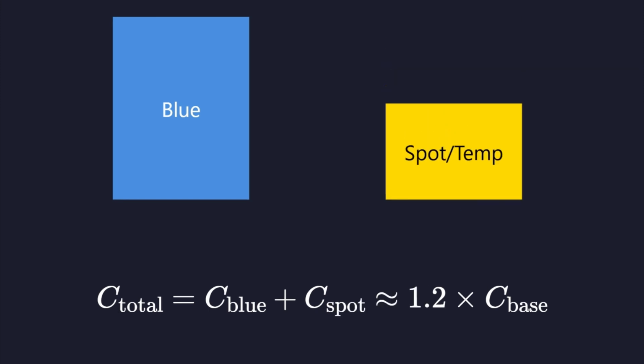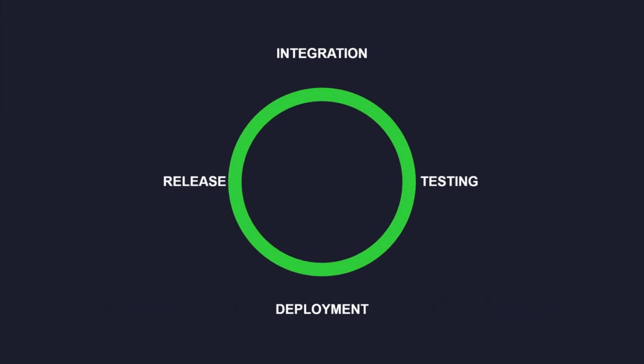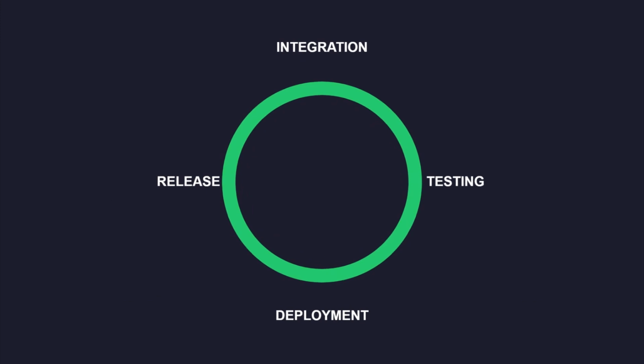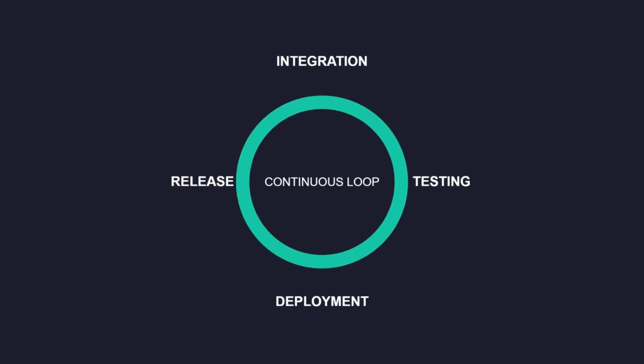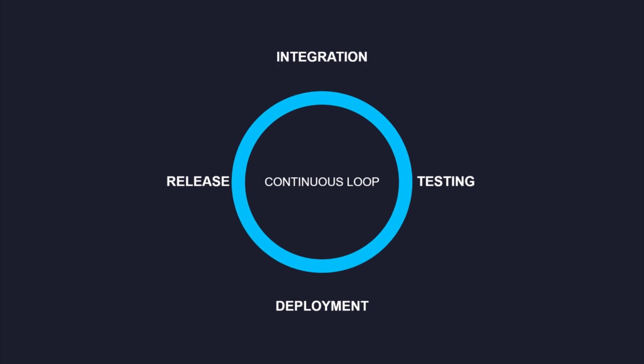Blue-green deployments are expensive due to doubled capacity. Use spot instances or temporary nodes to mitigate these additional infrastructure costs. The cycle completes when the green environment becomes the new blue. This continuous loop ensures safe, repeatable, and fast production releases.